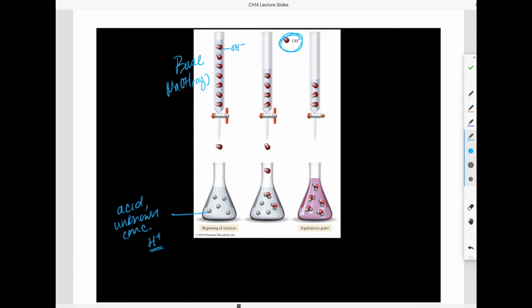But the point is that if we watch our titration as we go from here to here to here, we start off with 1, 2, 3, 4, 5, 6, 7, 8 moles of hydroxide, for example, and here we have 3 left. We started off with 8, and 3 remain, which means we added 5. Does that make sense?